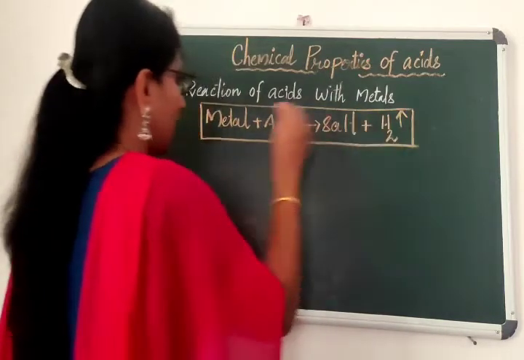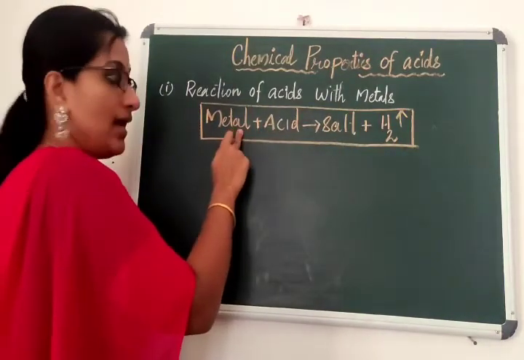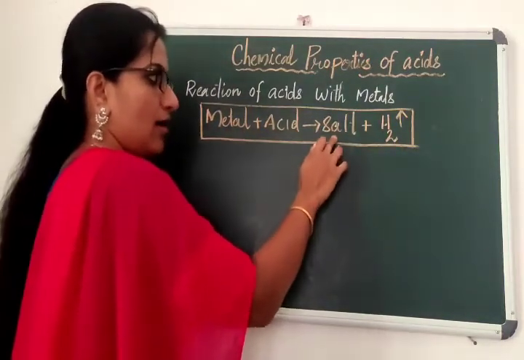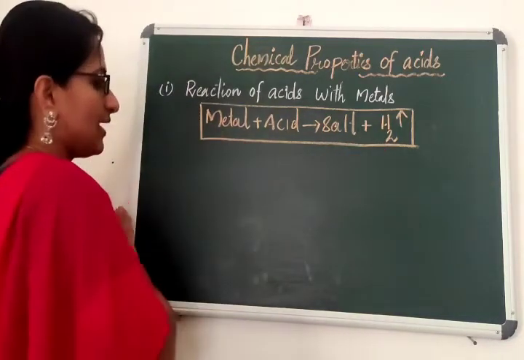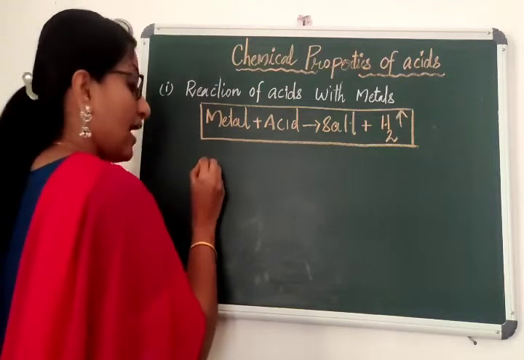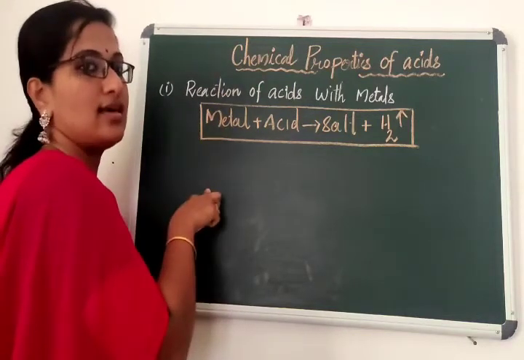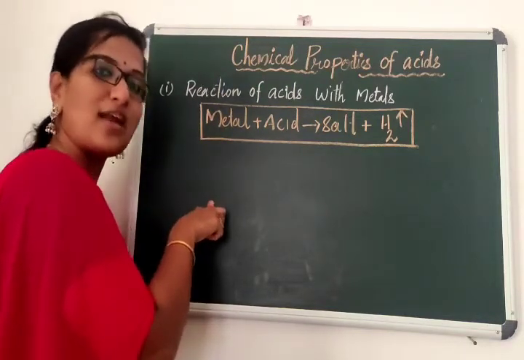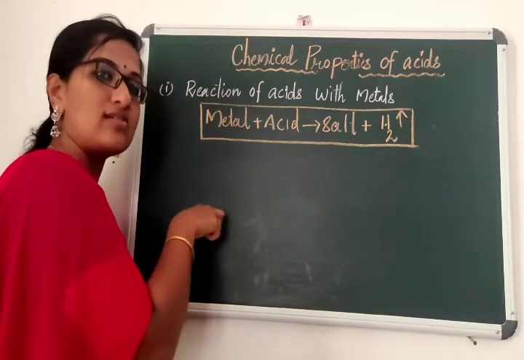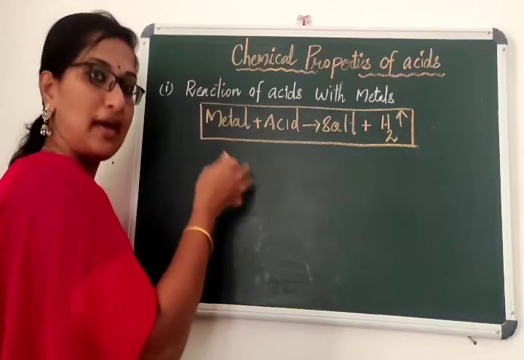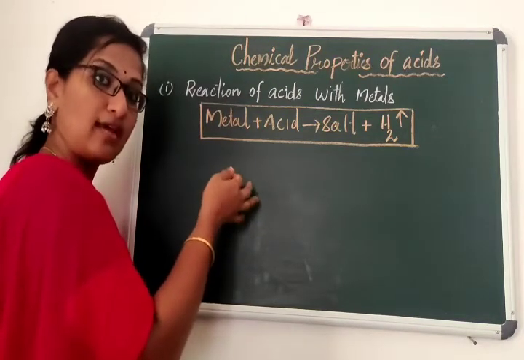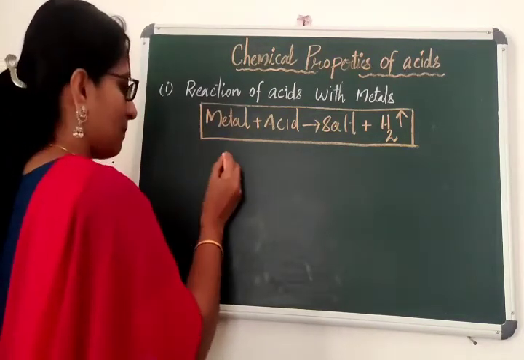So what happens when a dilute acid reacts with a metal? It will form the corresponding salt and hydrogen gas is produced. Okay, let's take an example. So take a metal above hydrogen which is there in the reactivity series. Which are all the metals coming above the hydrogen in the reactivity series? You can take any metals like magnesium, calcium, zinc, aluminium, any metals can be taken.